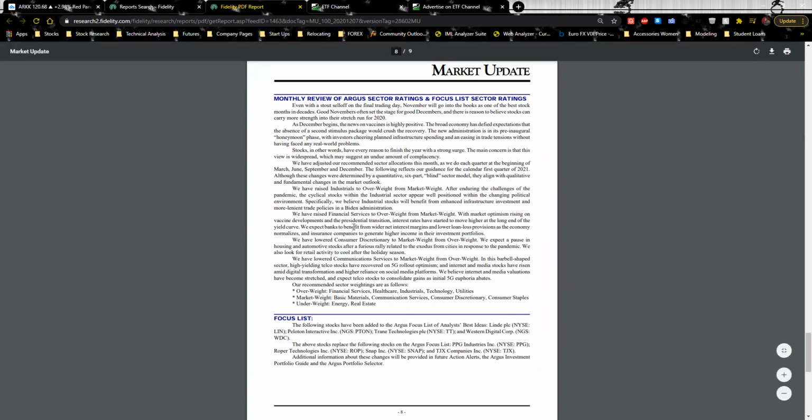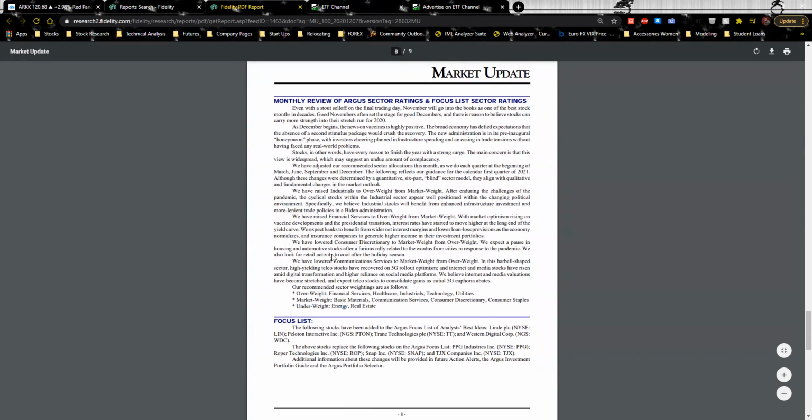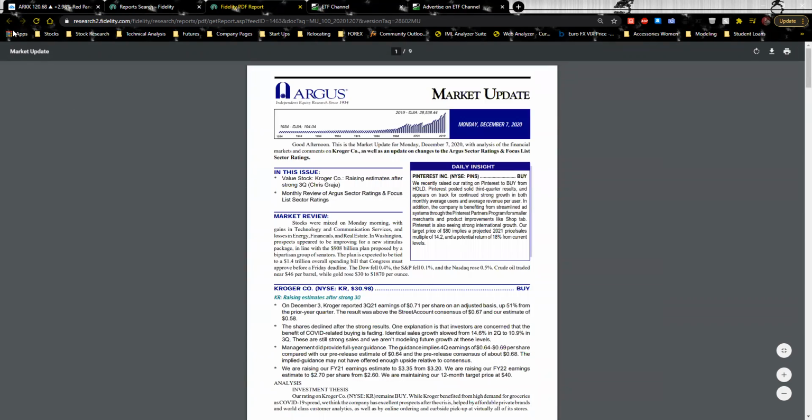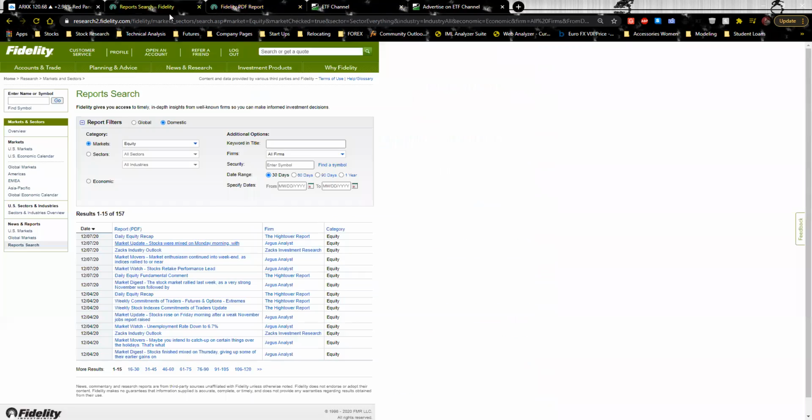Yeah, but they see upgraded financial services, healthcare, industrial, technology, utilities, maintained or downgraded these sectors. And this is just, like I said, these will help you really see how the analysts are seeing it. Not saying they're always right, but seeing how they're seeing it gives you a better perspective on things.